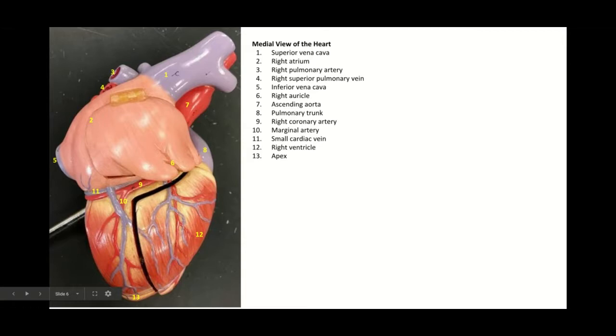We have number 9 here. This number 9 is the right coronary artery. And from the right coronary artery, we have number 10 in the right margin of the heart, and we call it marginal artery. You can see the small cardiac vein as number 11 here. Number 7 is the aorta, the ascending aorta, and number 8 is the pulmonary trunk.